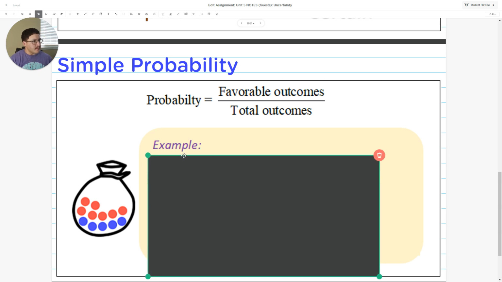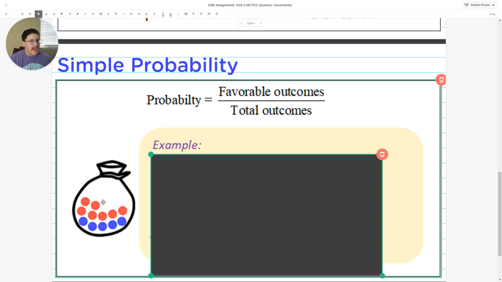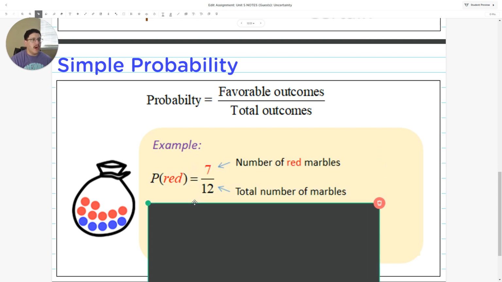So for example, let's say I want you to find the probability of choosing a red marble from a bag of red and blue marbles. Let's say from this bag of marbles, we have 1, 2, 3, 4, 5, 6, 7, 8, 9, 10, 11, 12 total marbles. And then I want to figure out what's the probability that I will choose red. So you count up the red marbles, 1, 2, 3, 4, 5, 6, 7. And the probability that I will choose a red marble is 7 out of 12.